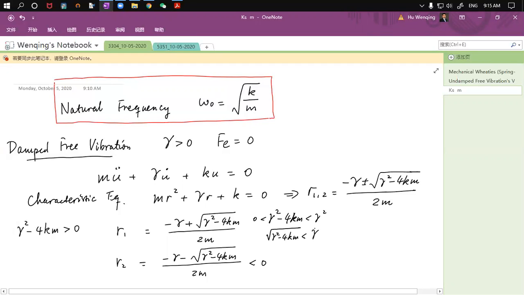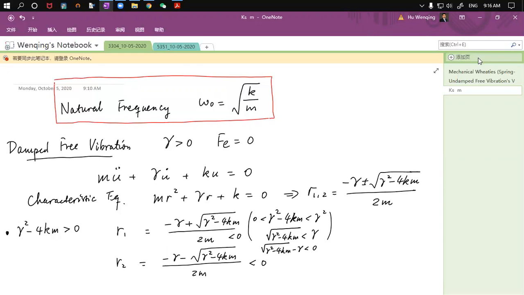So that's your observation. With this observation at hand, you can see that the square root of gamma squared minus 4km minus gamma is going to be less than 0, which means that r1 is less than 0. So if the discriminant is positive, both the real roots are going to be negative.